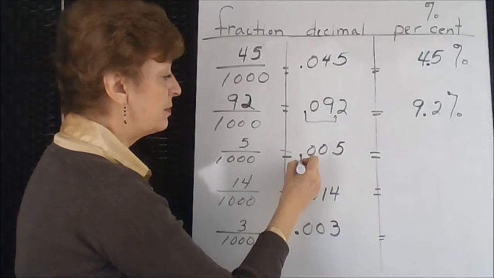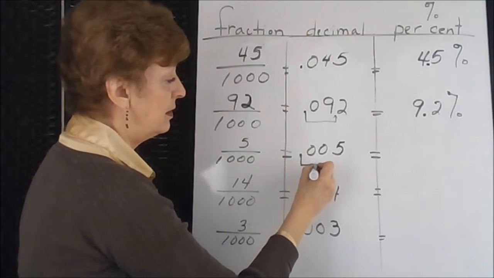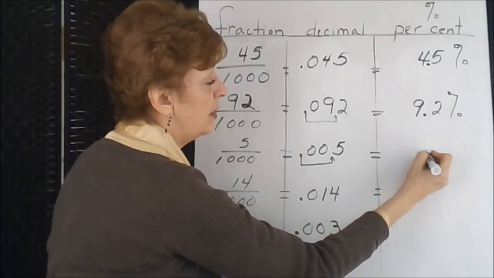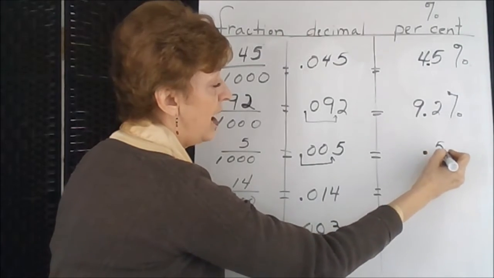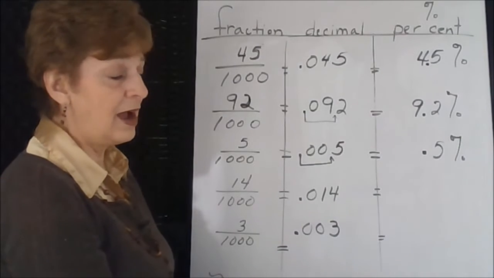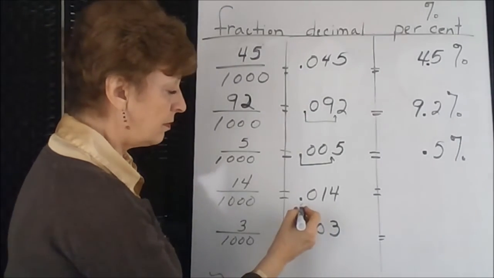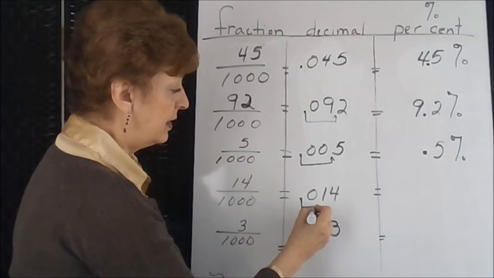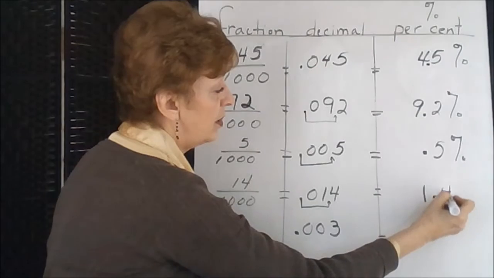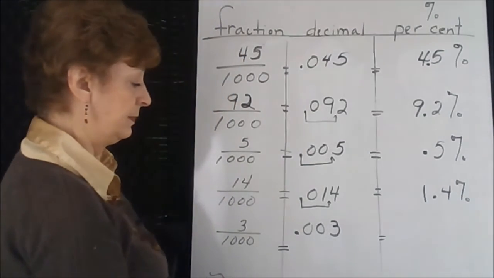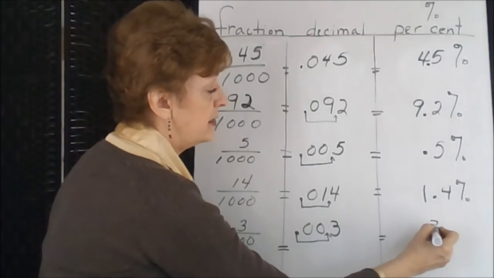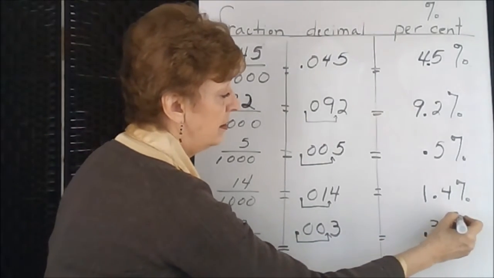The decimal point is moved 2 places to the right, 1, 2. We have a number hanging over here, so we're going to put 0.5%. It's all in the columns of the place value. Moving this one over, 1, 2, it's placed right there, 1.4%. 1, 2, this is 0.3%.